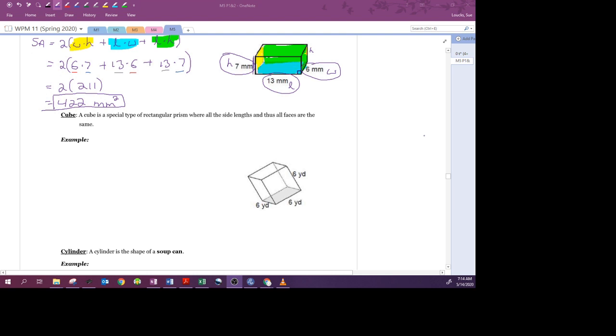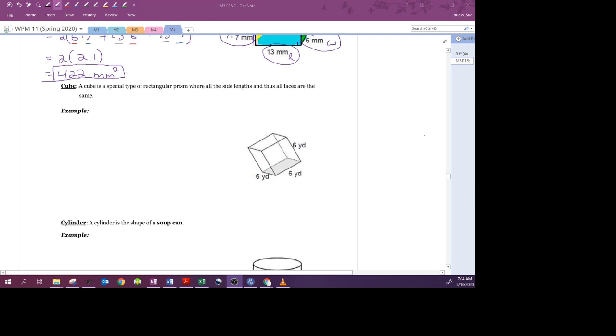A cube is a special type of rectangular prism where all the side lengths are the same and therefore all the faces are the same. And you can calculate the surface area of a cube in exactly the same way you did for the rectangular prism. 2 times the width times the height plus the length times the width plus the length times the height.